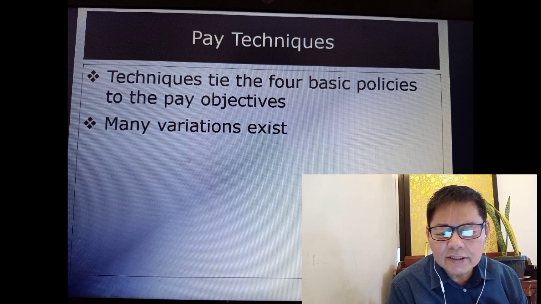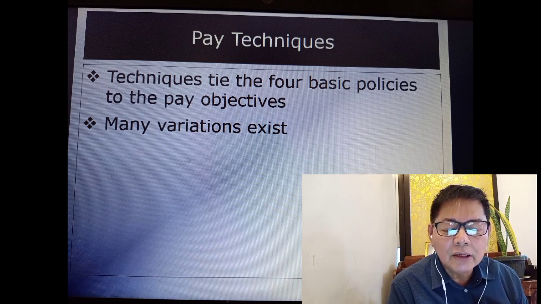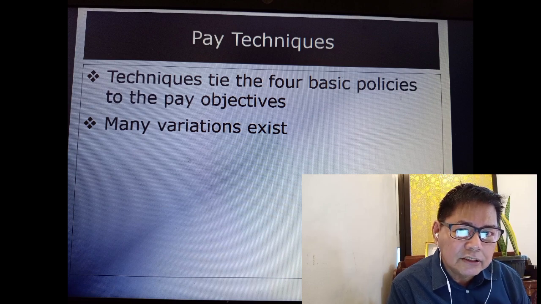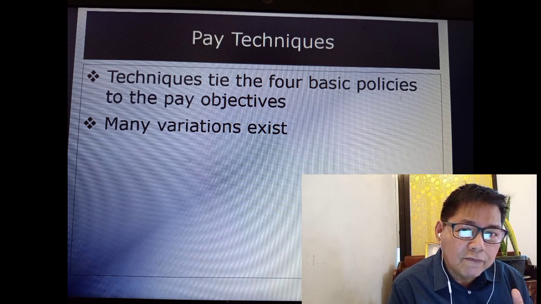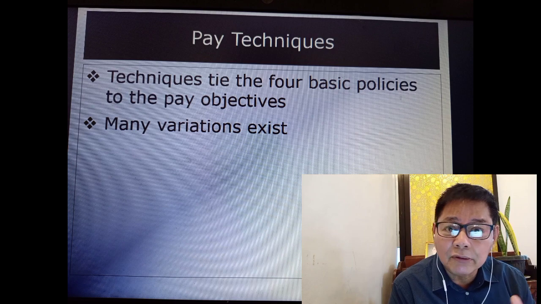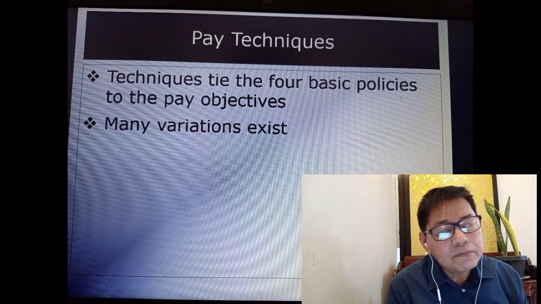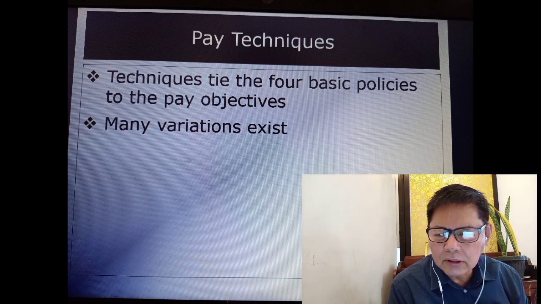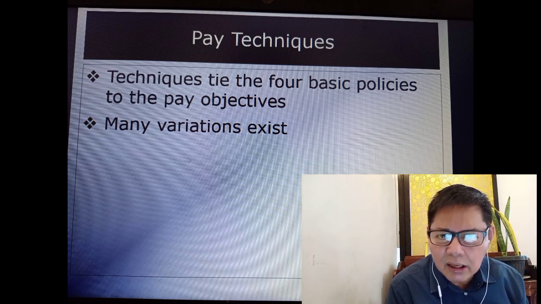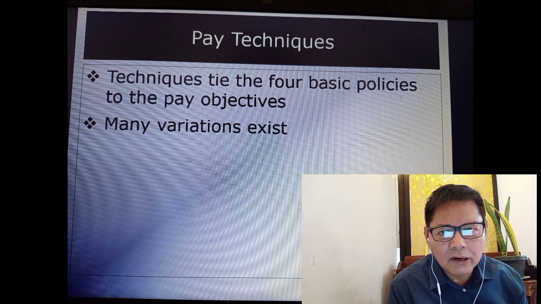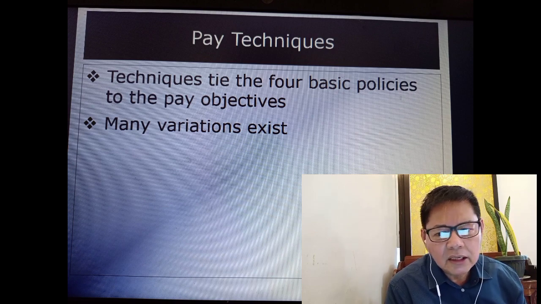Second is the policies that form the foundation of the compensation system. It has to be strengthened with policies and regulations on which the vision and mission dictate the direction of the company. Next is the techniques that make up the compensation system, like benchmarking, comparing it to the different related industries, and so on and so forth.